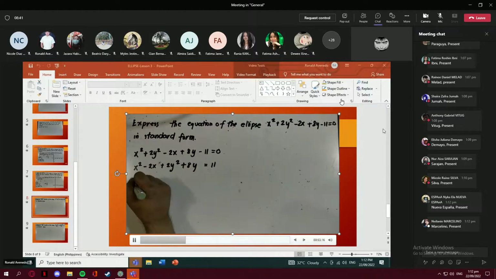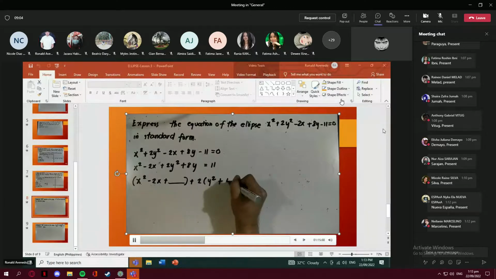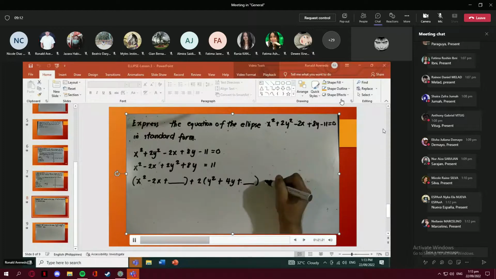Then, completing the square: x squared minus 2x plus, then plus. Since we have 2 as the numerical coefficient of y squared, factor this out. So we'll have 2, then y squared plus 4y plus, then is equal to 11 plus, then plus.